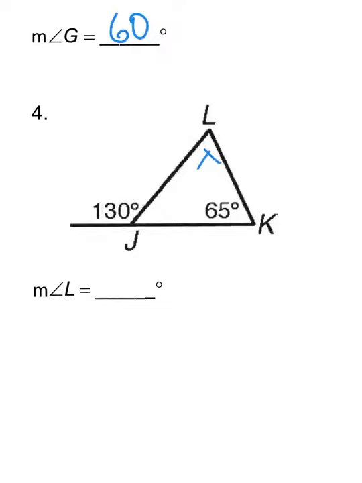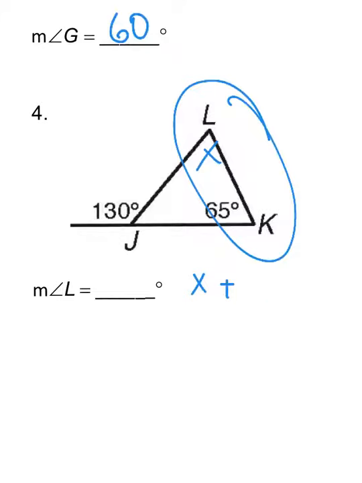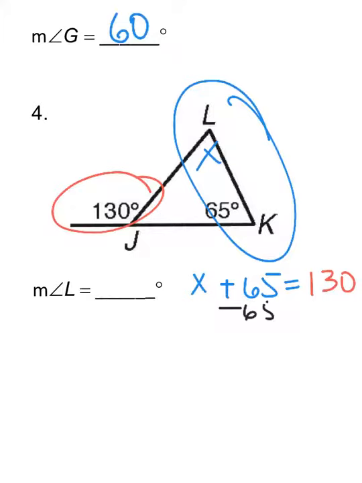We do not know L. That's the one they're asking us for. Okay, these two angles, L and K, x plus 65, are equal to the outer angle, which is 130. Subtract 65 from both sides. And x equals 65. Now x is the measurement of angle L. That means the measurement of angle L is 65.